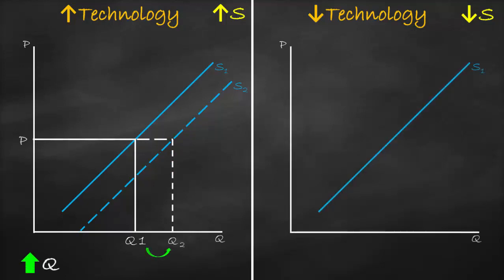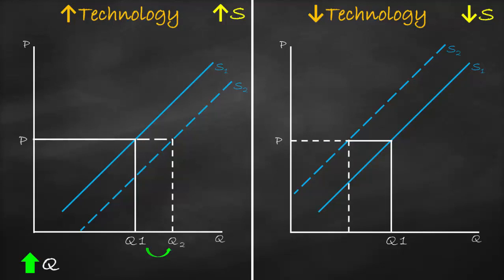So for lower technology, I will have our y-axis, which is the price, our x-axis, which is the quantity, our upward supply curve. I will choose any price level, and this will give us quantity supplied 1, and then we're going to shift the supply curve to the left at S2. For the same price level, we will have a lower quantity supplied.